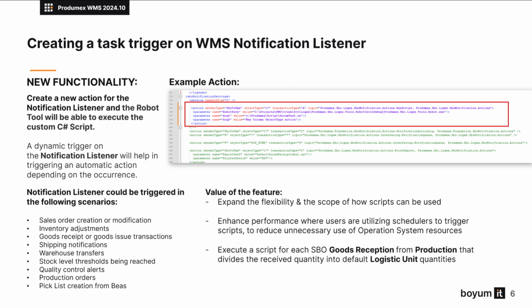This new feature's true value is the flexibility and scope of script usage, while improving performance for users who already utilize schedulers to trigger scripts, helping to avoid unnecessary use of operation system resources. Execute a script for each SBO goods reception from production that divides the received quantity into default logistic unit quantities.